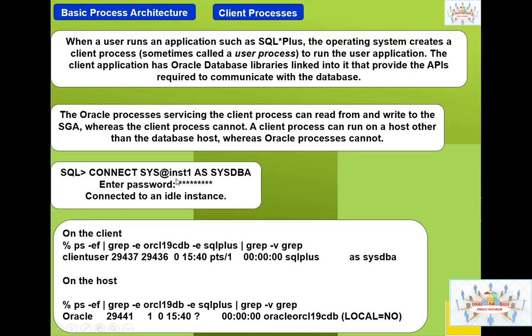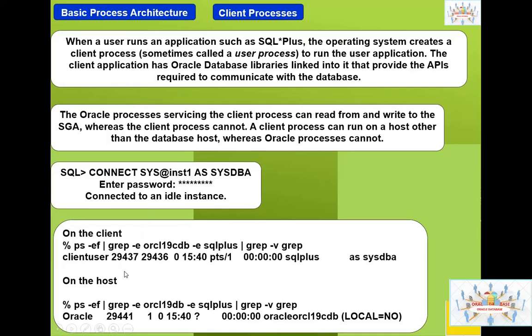TNS is Transparent Network Substrate, or it is an indication that it is connecting not from the same host, not from the machine where the database is running. It is coming from a remote end. It's not a local connection, it's a remote connection. That's what this service does, as sysdba, that's fine.